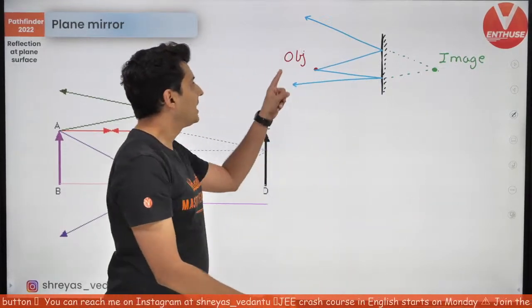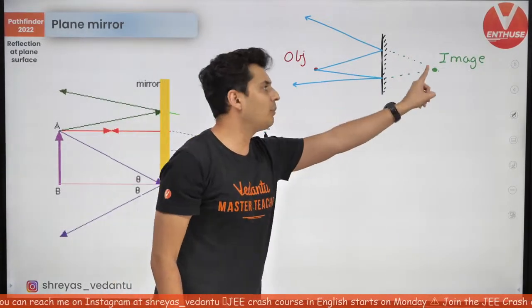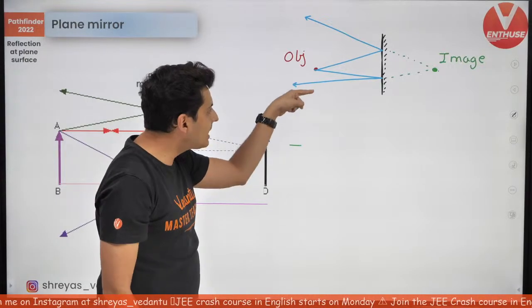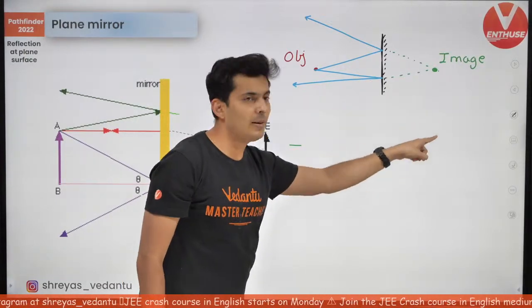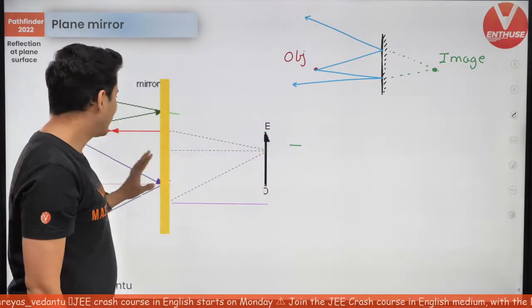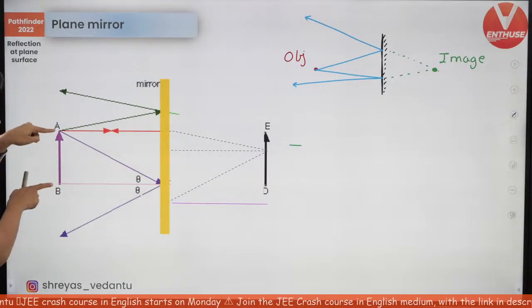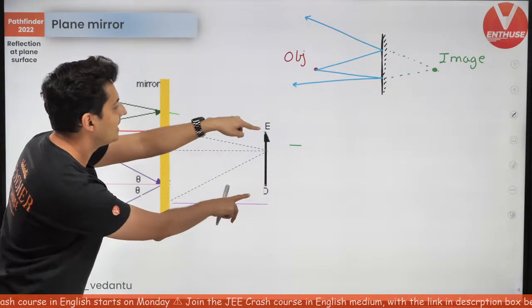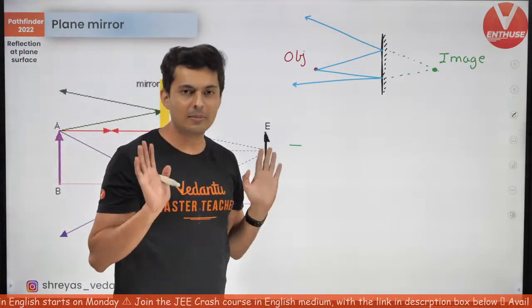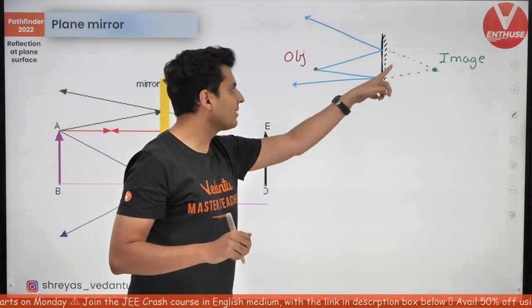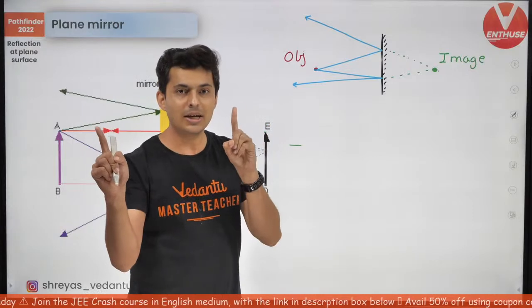Now, imagine this is a point object, it's a point image. If I have multiple points, there will be multiple point images formed. That's what has happened here. This is an extended object. You will get an extended image. Is that clear, my warriors? If you have multiple points, you will get multiple images. For each point, each image.